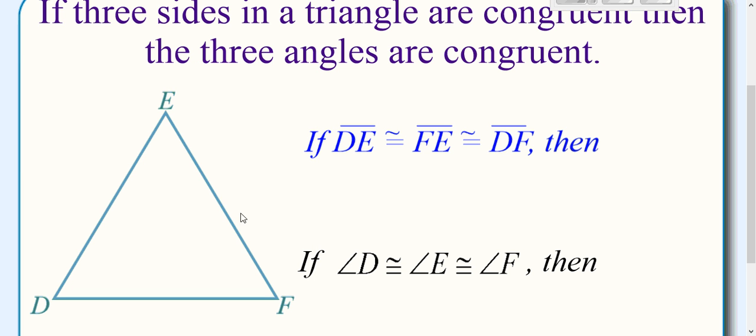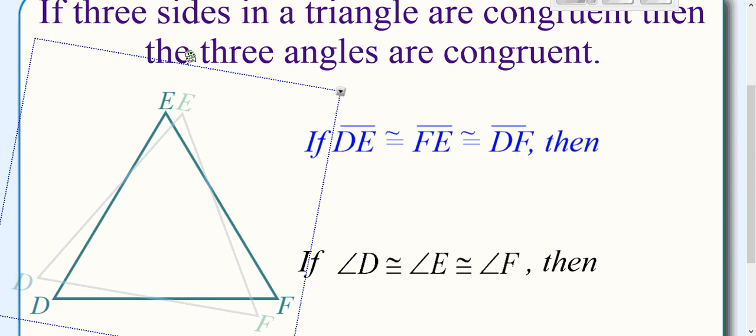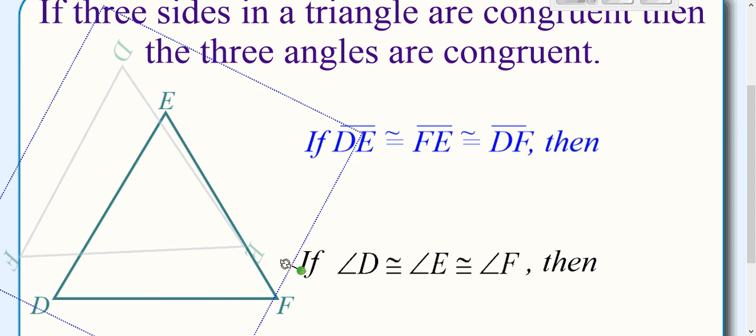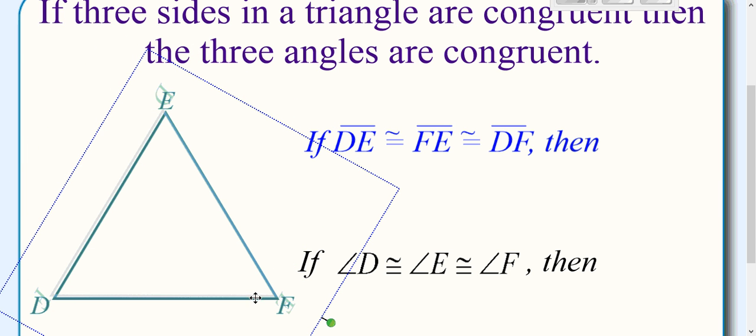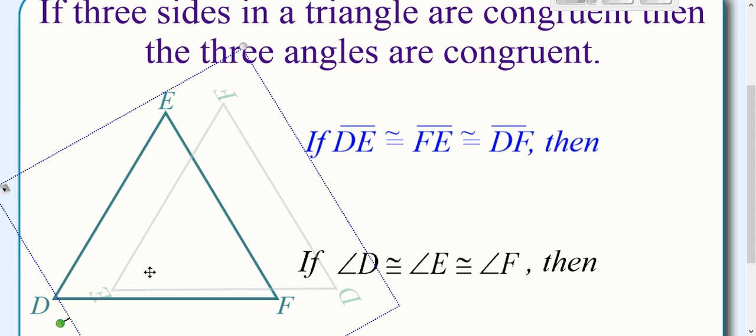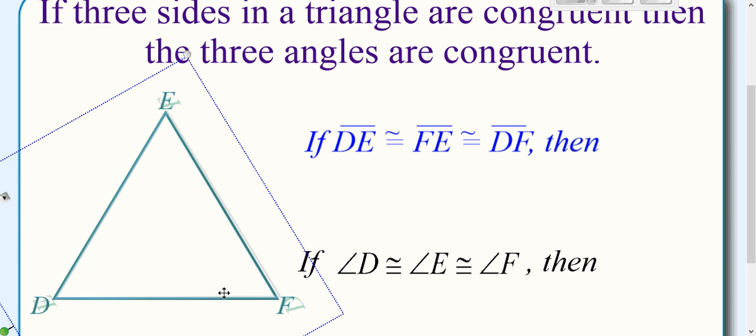That should make pretty good sense if you just think about rotating this triangle. If you rotate it, all the angles match up when you rotate it one time. If you rotate it again, they all match up again. It has rotational symmetry, which means all the angles have to be congruent, because now we've matched up E with all of them, we've matched up D with all of them, we've matched up F with all of them.